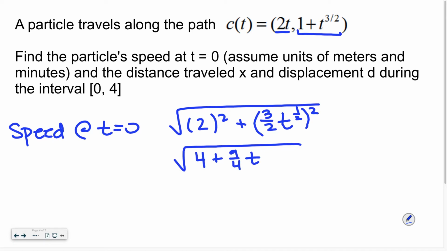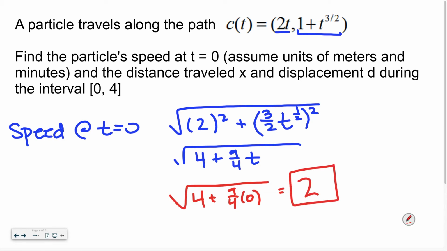And if we want the speed at 0, then we plug in 0 to get... 2. That's for when we find distance and displacement.